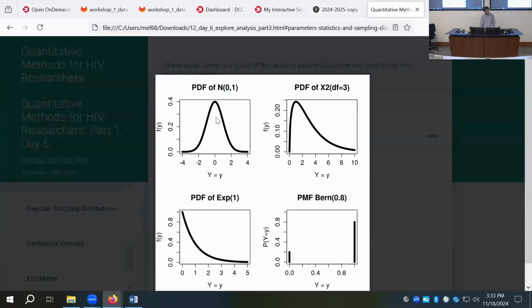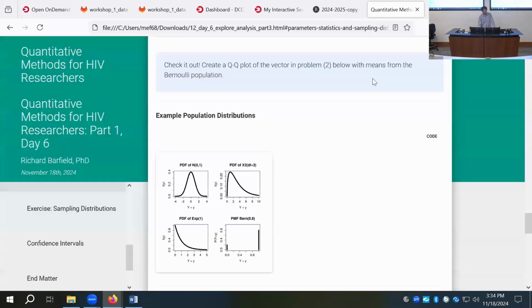So this is going to be the 4 different PDFs, right? This is a PDF of a normal 0, 1, see it's bell-shaped. This is a PDF of what's called a chi-squared distribution with 3 degrees of freedom. Here's a PDF of an exponential with a rate of 1, and here's a Bernoulli, where there's a probability of 0.8 up here, and 0.2 down here. Okay.